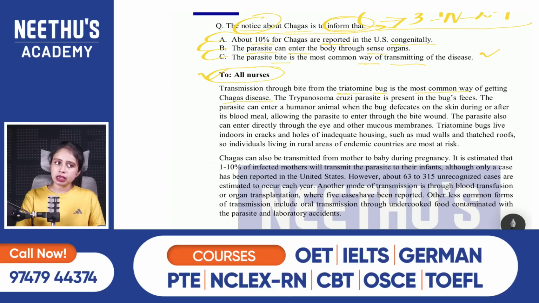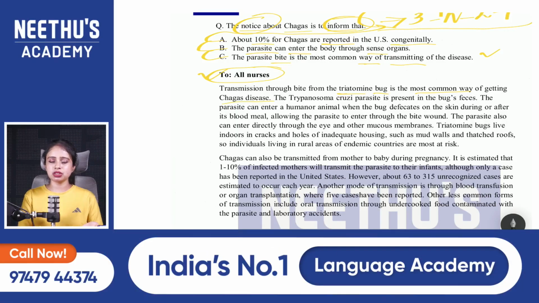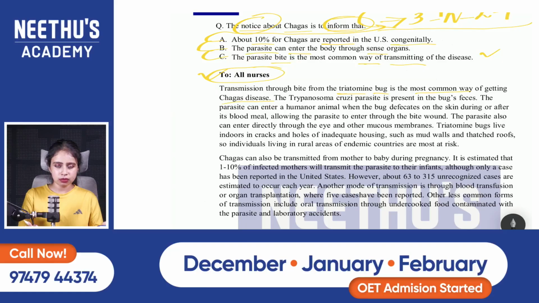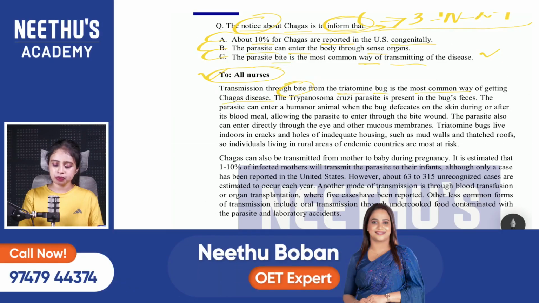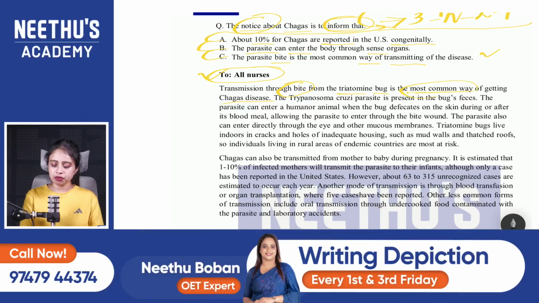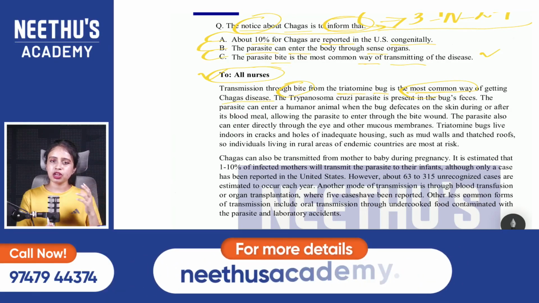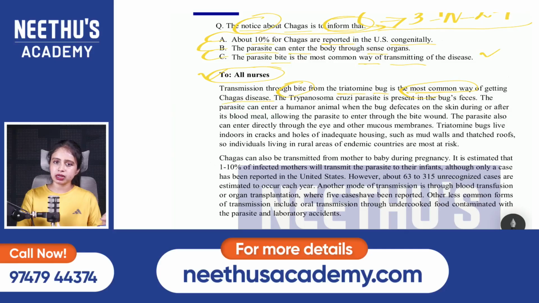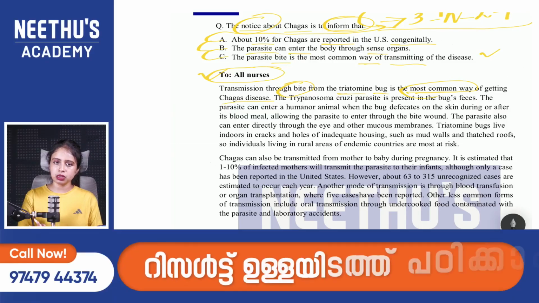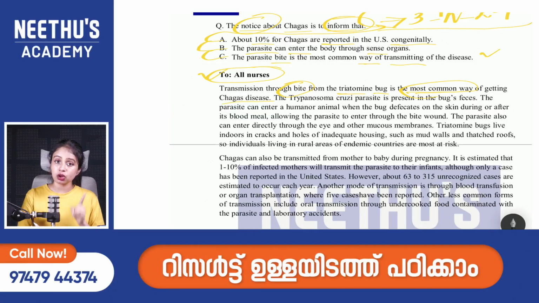Because you guys are thinking, directly it is mentioned in the first sentence, so on the very first reading I got the right answer. Right? Because here it is mentioned the bite. Here it is mentioned most common way. Here it is mentioned Chagas disease. So when you are doing part B like part A, definitely you will get the wrong answer.